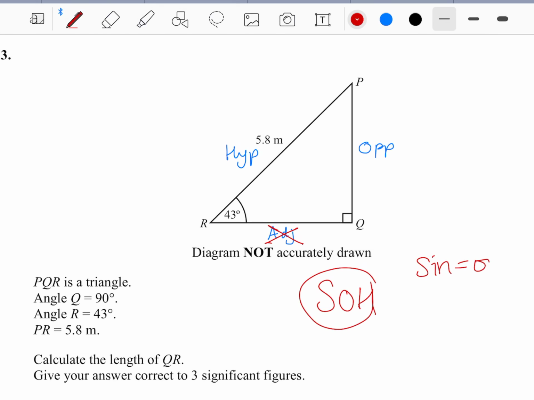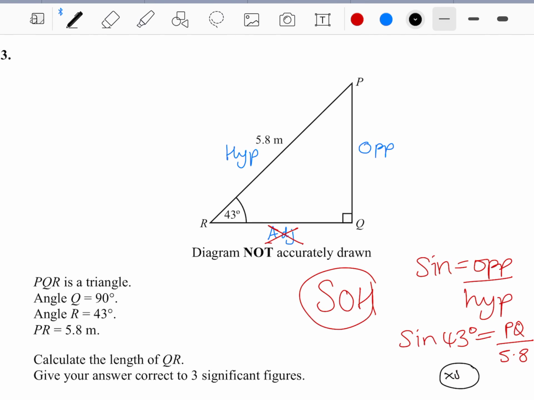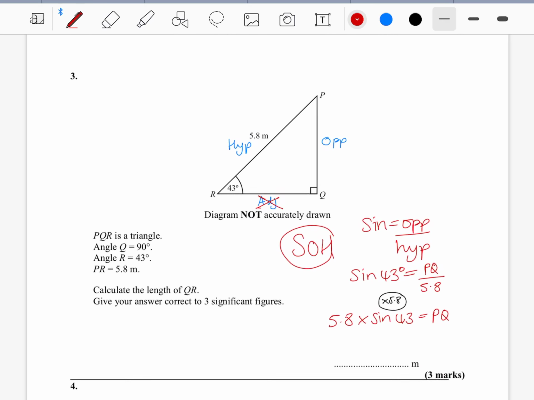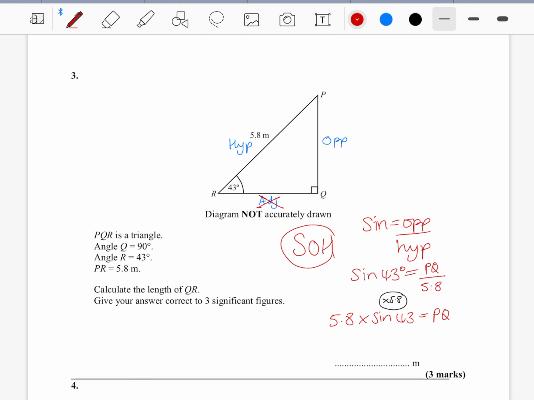Write it down without any values in place, just so that you've got the correct layout, and then put the numbers in. Sine of angle 43 is equal to the opposite, doesn't have a label, so I'm going to call it PQ, divided by the hypotenuse of 5.8. What's stopping us from having the PQ is going to be the 5.8, which is a divider. So if I multiply by 5.8, it's moved to the other side, and I'm ready to find the length of PQ.